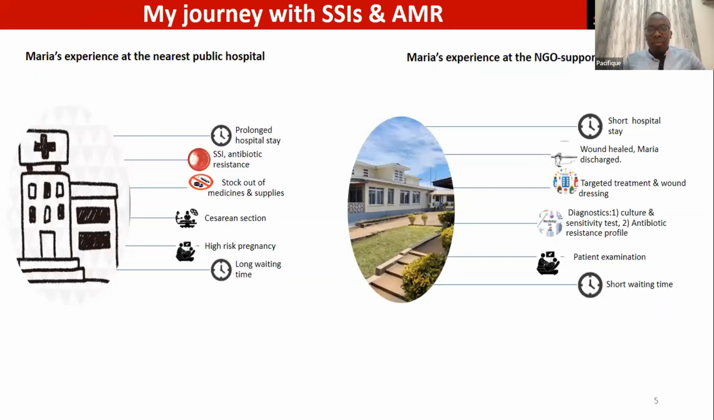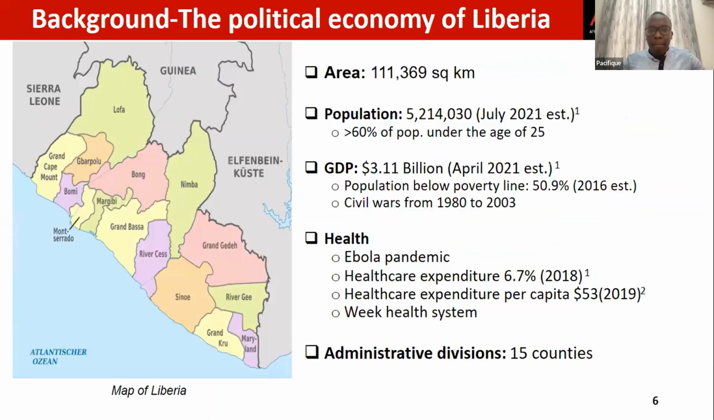Briefly talking about the political economy of Liberia. Liberia is one of the smallest and poorest countries in the world. It's located in West Africa. As I said, it has been devastated by civil wars from the 80s up to 2003, and later on it was also affected by the Ebola pandemic. The health system in general is fragile. Liberia has 15 counties as administrative divisions. Our study was conducted in Maryland County, which is one of the very remote counties, located in Southeast Liberia. Next.